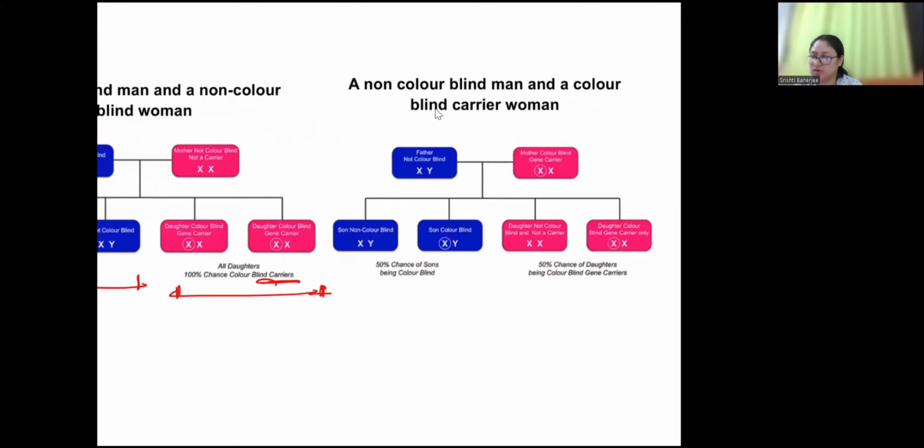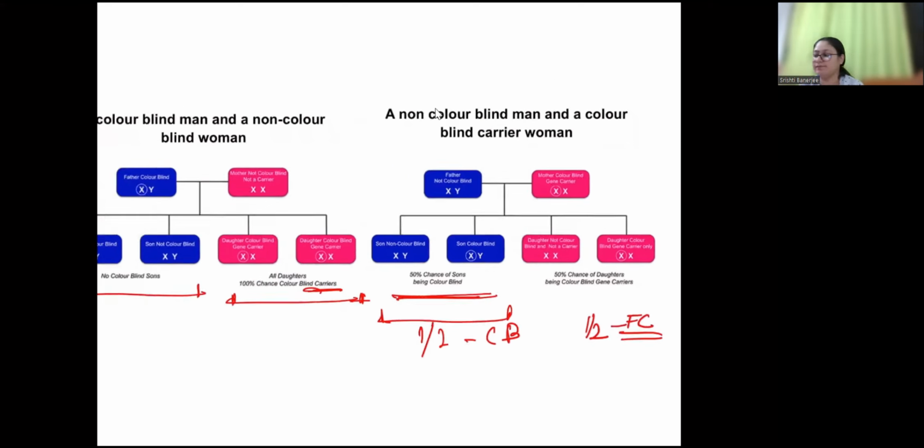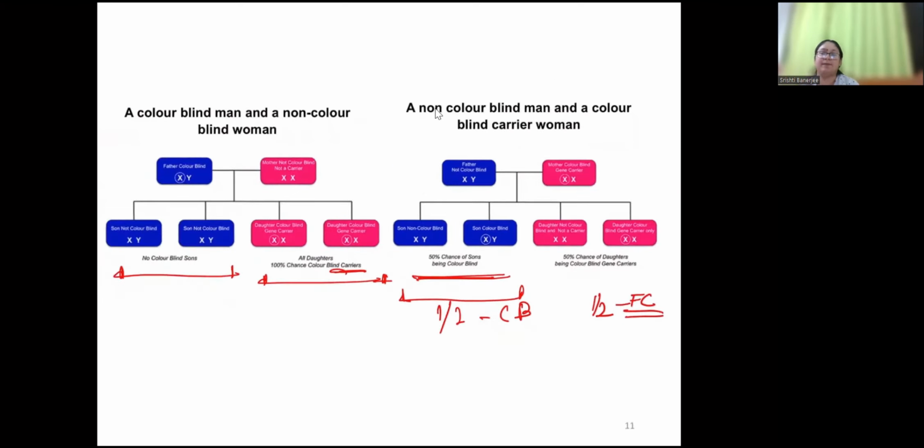Now, suppose this was the daughter who mated with a non-colorblind man, a non-affected man. This one and this one. See what will happen. This is small x, this is the X, and this is the Y. 50% of the sons will be colorblind. By 50%, that means that if he has two sons, one out of two will be colorblind. And in case of females, what will happen? Only 50% will be carriers. One out of two will be female carriers. These were the two examples.